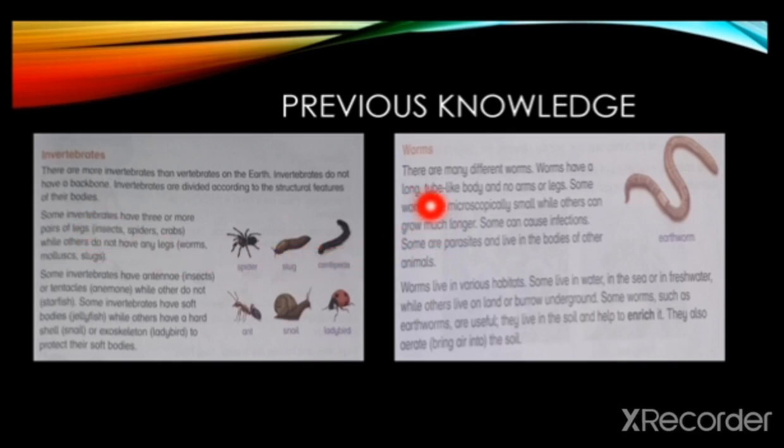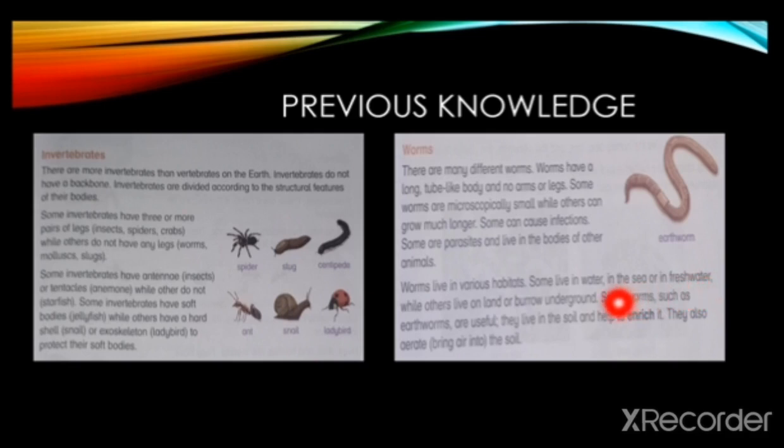We also studied that worms have a long tube-like body and no arms or legs. You can see the earthworm: no arm, no leg, and its body is like a tube. Some worms are microscopically small, while others can grow much longer. And worms live in various habitats like the sea, freshwater, land, etc.